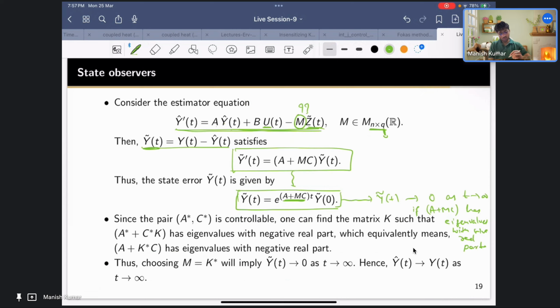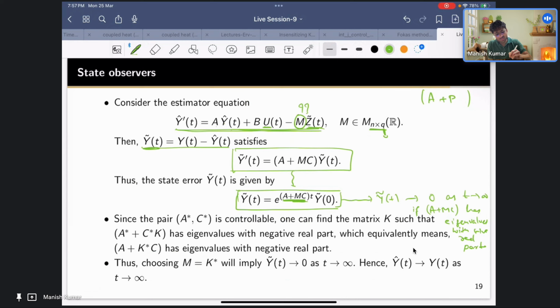Okay. Now our goal would be to find this M so that this A plus MC has negative real part. Earlier, we were trying to deal with this A plus BK kind of thing, right? There's somewhere the duality problem.